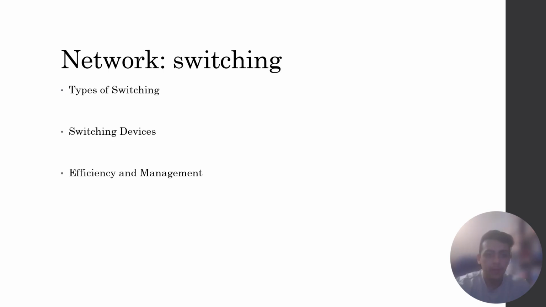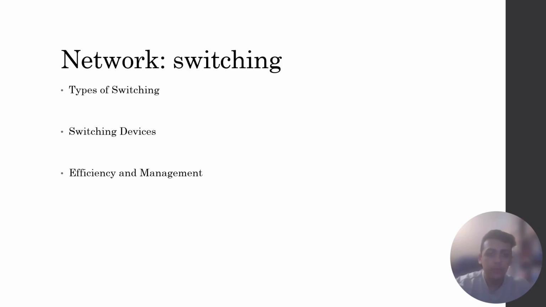The different types of switching, there usually are three main types. We have, as we discussed in the previous slide, circuit switching, packet switching, and then message switching. Circuit switching reserves a dedicated path, packet switching sends data in small packets, and message switching temporarily stores the entire message at intermediate nodes before forwarding it.